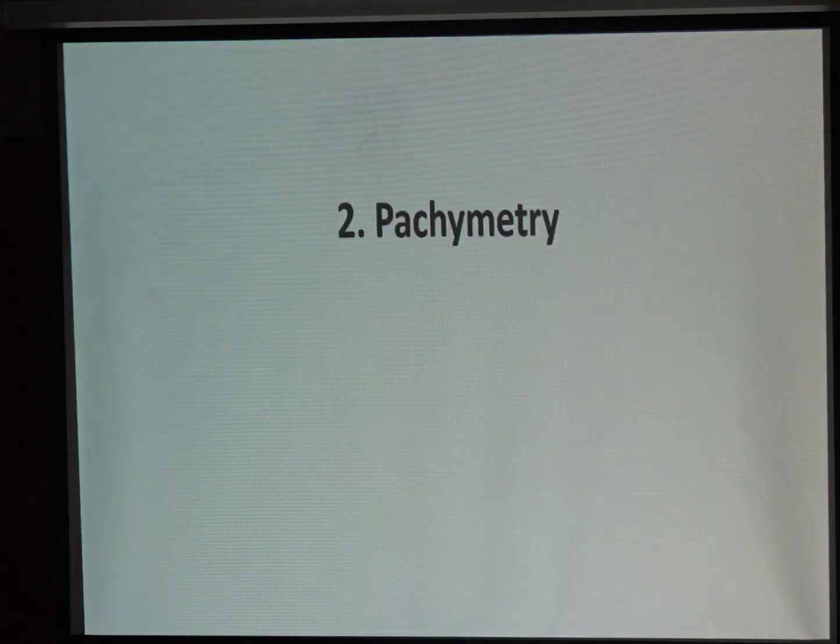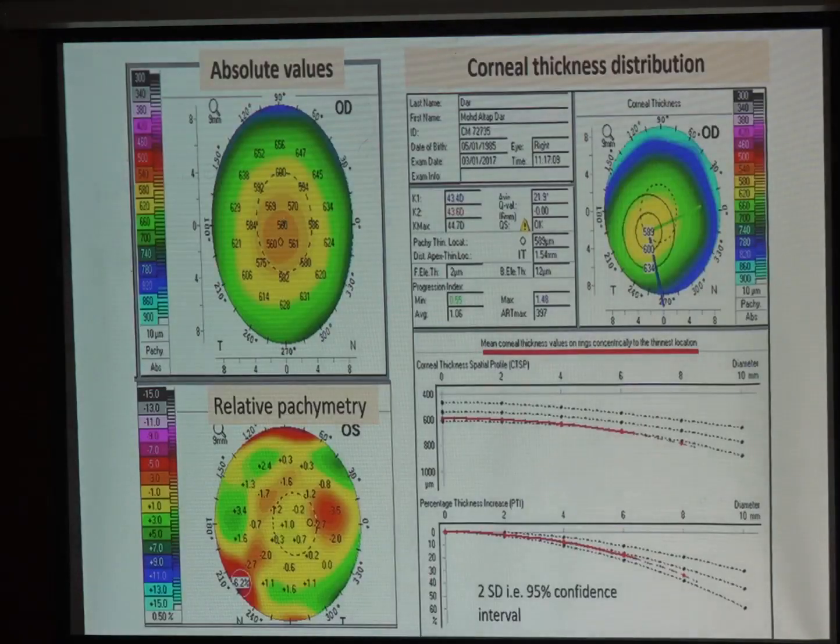The second thing we come to after the curvature is the pachymetry, the corneal thickness. Like Dr. Alisha showed you earlier, the pachymetry can be defined in different ways. The map on the top left shows you the actual thickness. So at this point it is 540, it is 560. The map at the bottom shows you relative pachymetry. So you have a normative database for that age of the patient, and it tells you that it is 0.2% lower than normal or 0.2% more than normal.